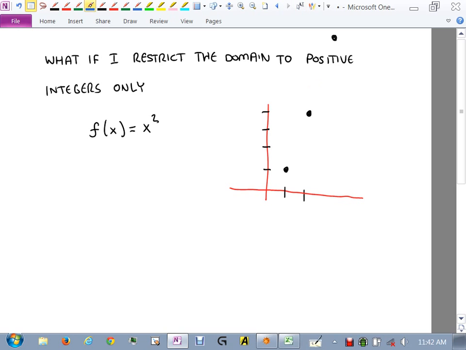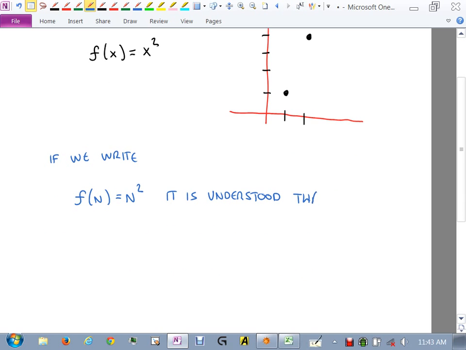Okay, so we will want to restrict the domain to positive integers. We're trying to get ourselves to a sequence here. I need a way of letting you know I want to restrict to positive integers without having to write down, hey, let's restrict the domain to positive integers. So if we write f of n equals n squared, it is understood that n must be a positive integer.